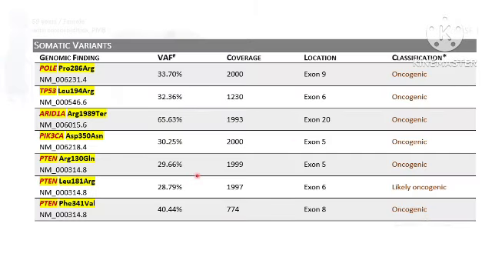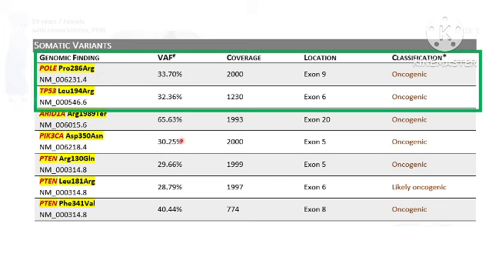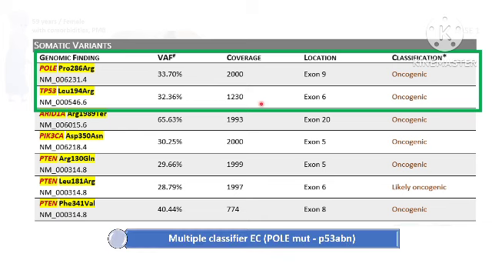As you can see, all the relevant genes in endometrial cancers were detected, including POLE mutation and TP53 mutation. Both were pathogenic calls. So, the presence of more than one molecular classifier in this case can be designated as multi-classifier endometrial cancer. To be specific, it is called dual classifier endometrial cancer, POLE mutant and P53 abnormal.